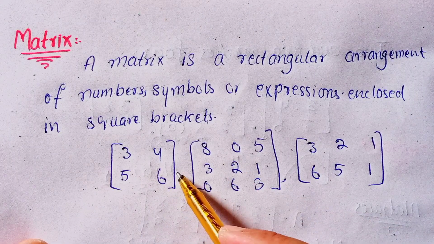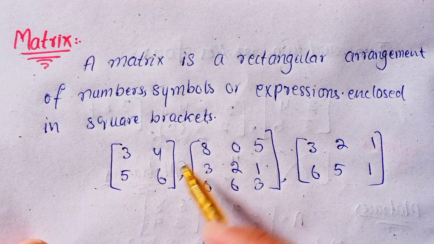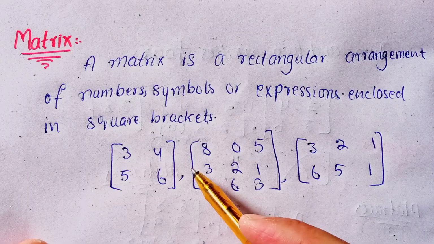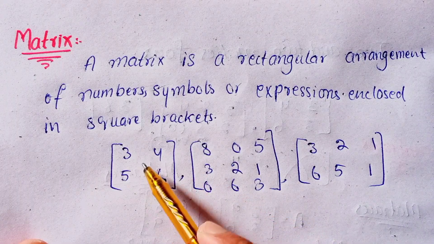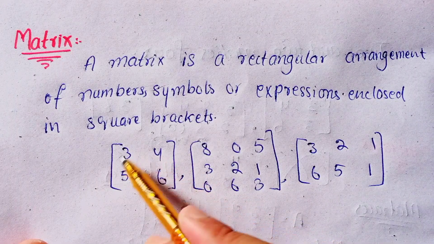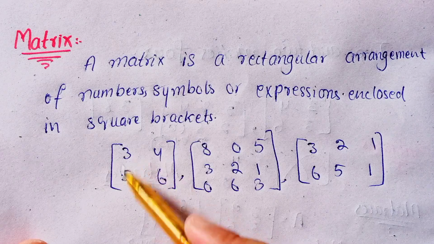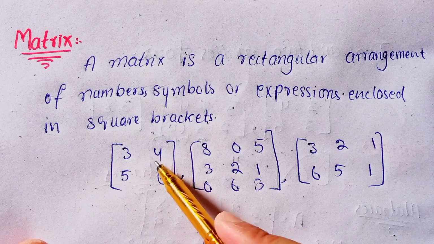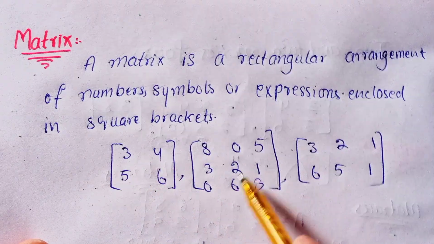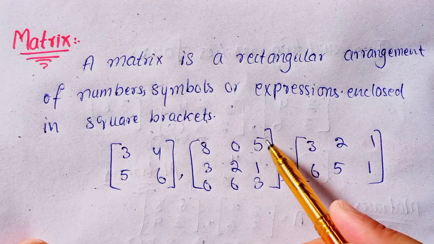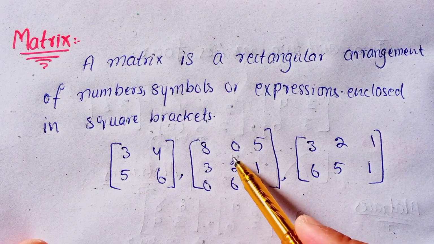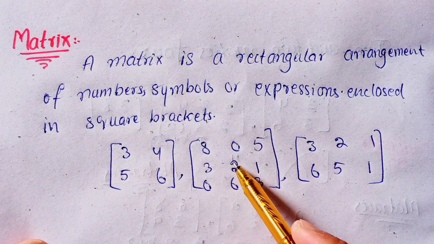enclosed in square brackets. There are two conditions for an arrangement of numbers to be a matrix. The first is that it should be a rectangular arrangement, and the second is that it should be enclosed in square brackets. Here, these numbers are arranged in a rectangular arrangement and enclosed in square brackets. That is why they are called matrices.